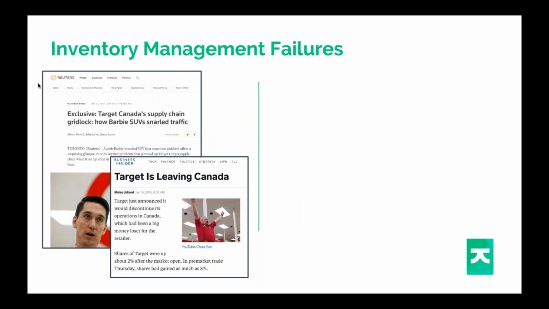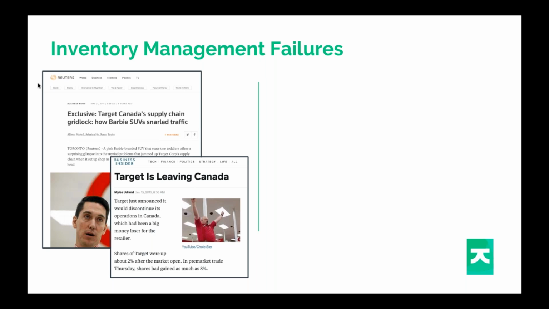In Canada, back in 2015, Target opened about 130 branches of stores in Canada, and for a litany of issues and problems, they actually had to shut all of them at a great loss. There are some great articles around about what actually happened in this situation, but a lot of them pinpoint issues around inventory management.